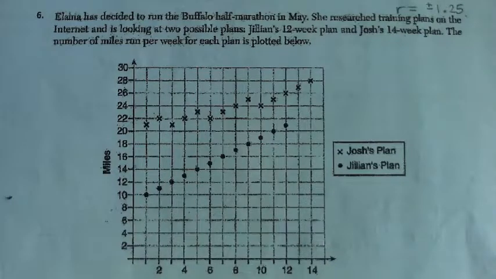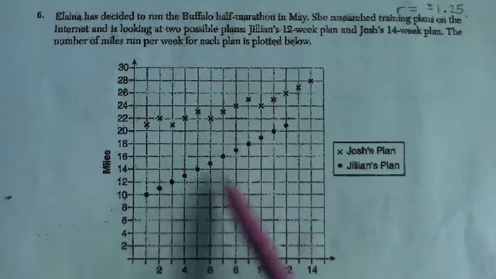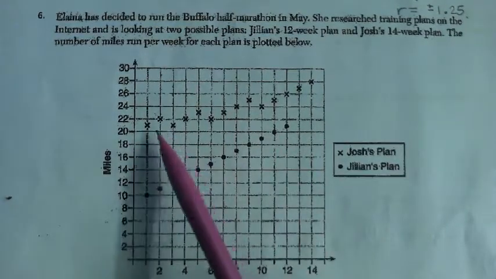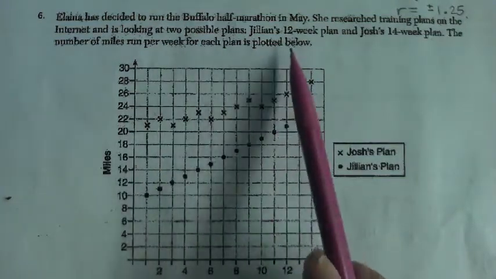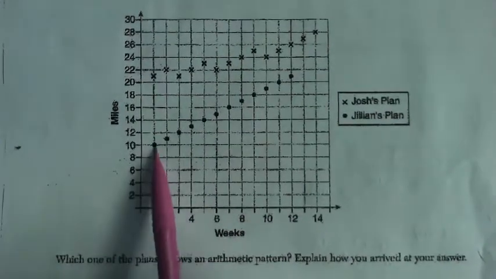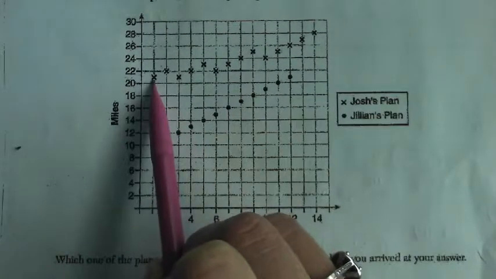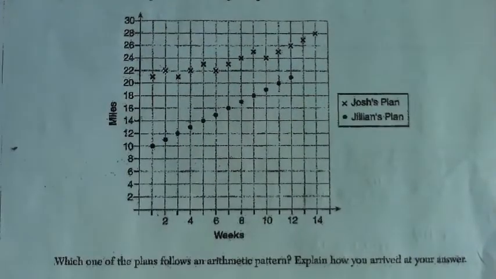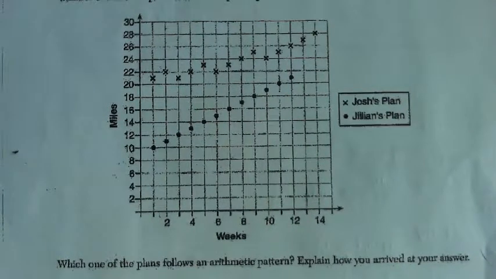And is looking at 2 possible plans. Jillian's is the one that's a dotted plan. Jillian's 12-week training plan and John's 14-week plan. The number of miles run per week for each plan is plotted below. So A sub 1 for Jillian is 10. A sub 1 for Josh is 21. That seems excessive. Why would Josh train for a half marathon by running in the entire week? Never mind. That's 3 miles per day.